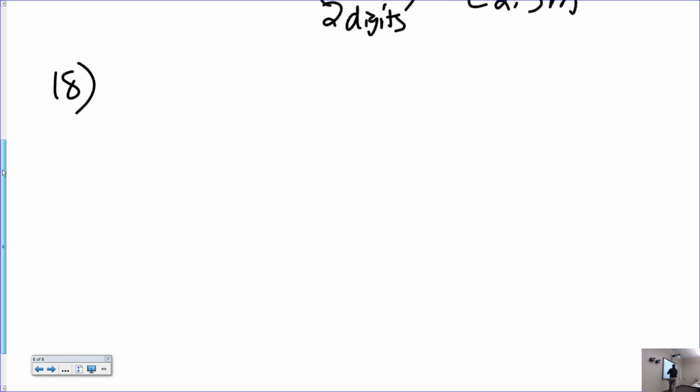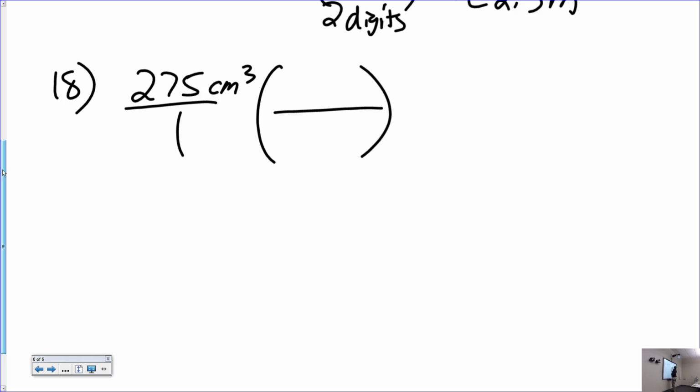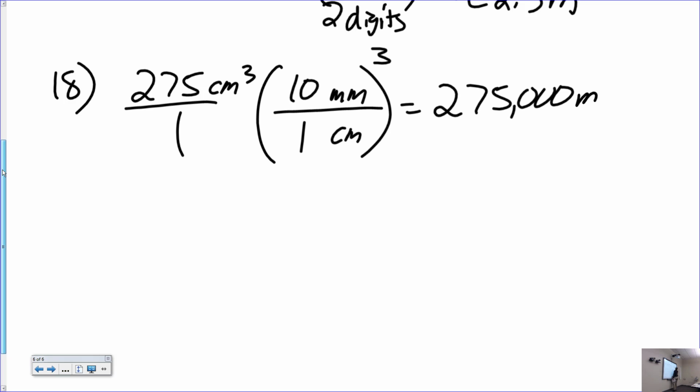And then the last conversion one: 275 cubic centimeters converted into cubic millimeters. Centimeters to millimeters, the key, of course, is that that's 1 hop, 10 millimeters in a centimeter. You still have to cube it, though. 10 cubed is 1,000, so 1,000 times 275 is 275,000 cubic millimeters. All right? So those are your conversions.